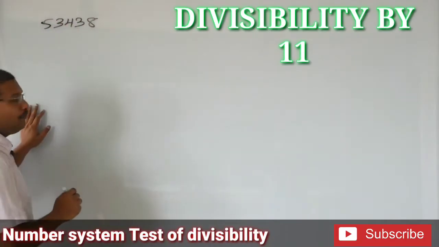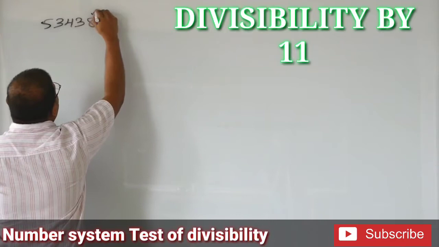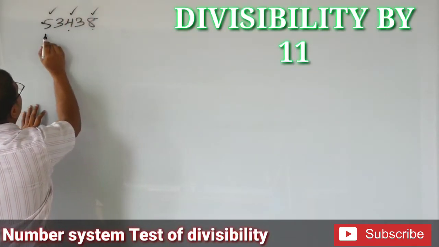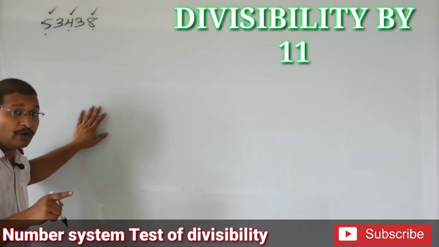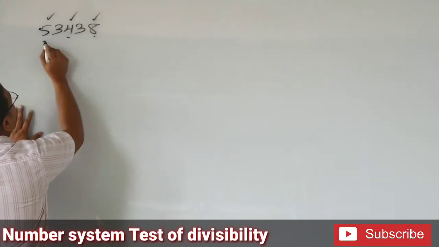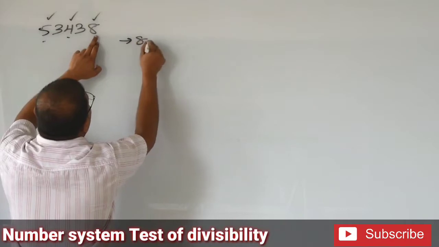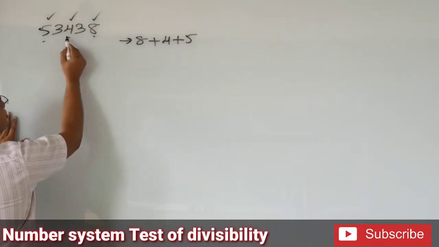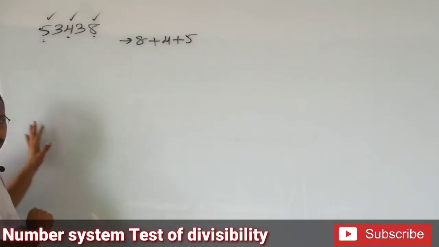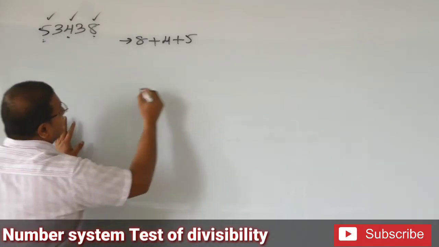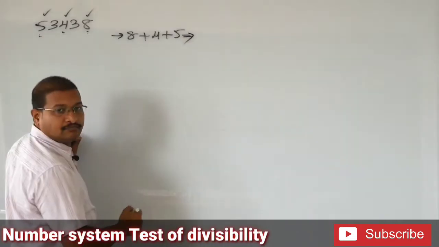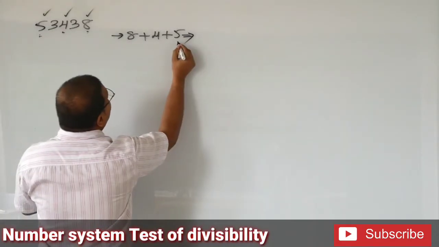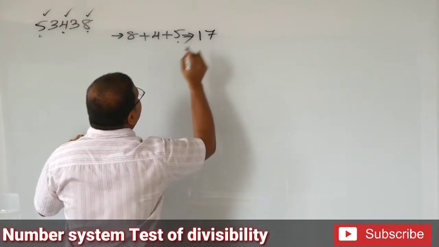53438. What will we do? First we will see the odd place. See, odd place: 8, 4, 5. I think you can understand even number and odd number. So 8, 4, 5. That means what will you do? 8 plus 4 plus 5, because first place, third place and fifth place, that is the odd place. We are adding this one. When you add it, 8 plus 4, 12 plus 5, that is 17.